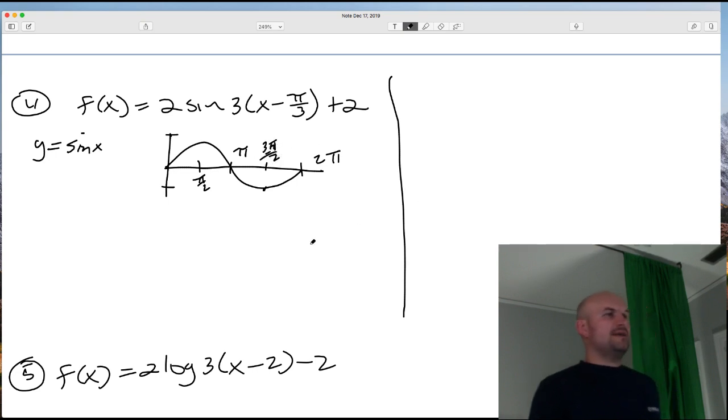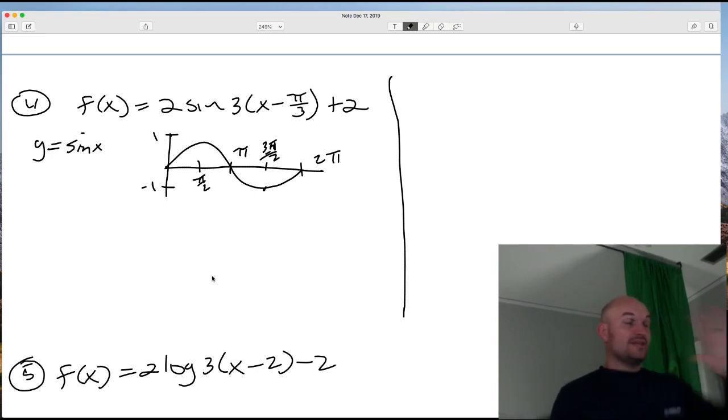3 pi halves. Okay, so it goes up to 1 and down to -1. So that's what we call the initial period. The next thing is you should understand what the transformations are. So a times sine of, I like to write it like this, b times x minus c plus d.